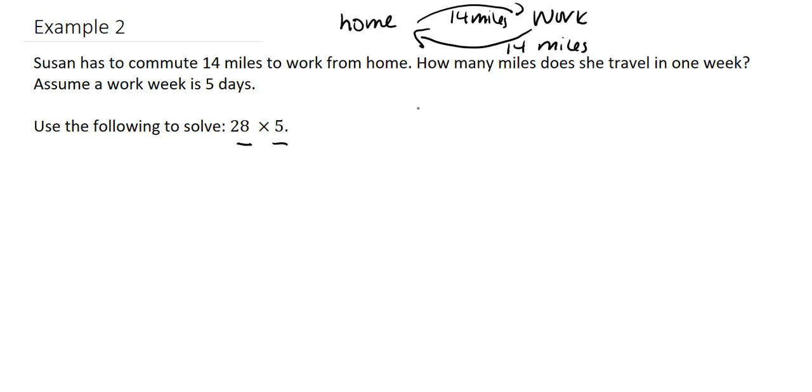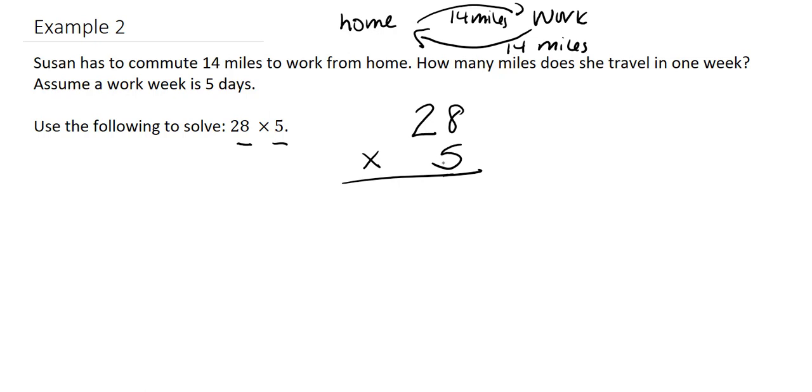So to do this problem, we're going to set it up. We're going to line up our place values. So we have our 1s, and then we have our 10s. Then we start with the number on the bottom, and we're going to multiply it by the top number on the far right.